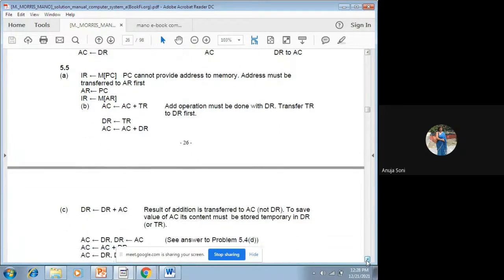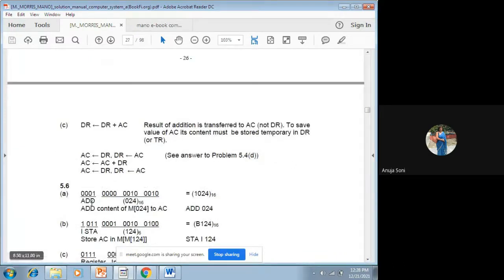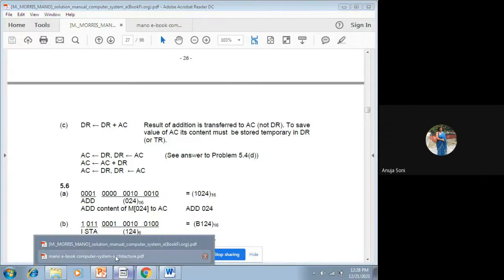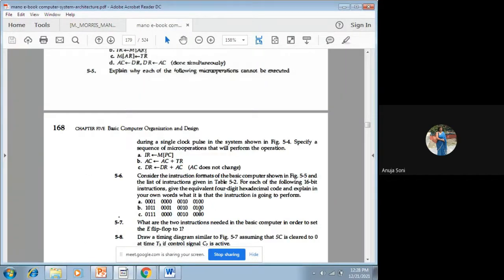Now we come to part C. What is part C saying? Part C says to add the contents of DR and AC and transfer it to DR, while meeting the condition that AC does not change. That means the AC contents should not be overwritten. You will see that the connections in your common bus diagram are such that we generally give the statement DR plus AC, and the contents are transferred to AC only.